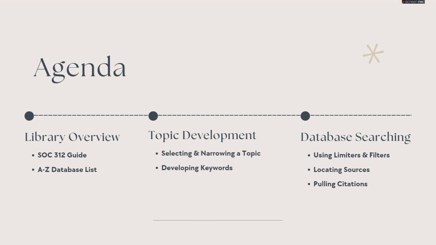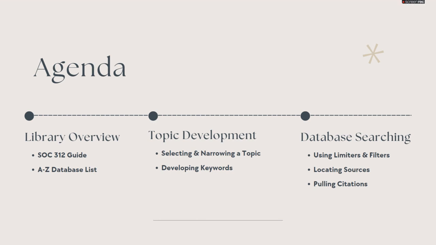In today's video, we'll be going over a number of things. This video will be timestamped, so you can jump ahead, go back, pause, and rewatch. First, we will be going over a library overview. We'll go over the Sociology 312 guide, as well as the A to Z database list.